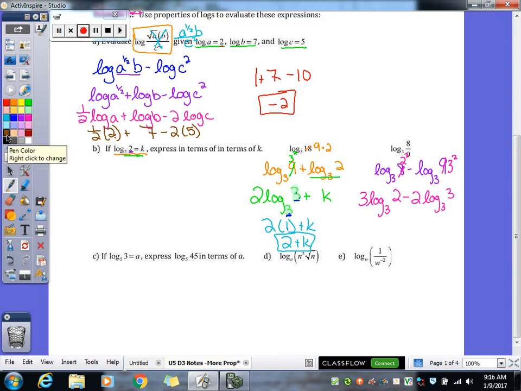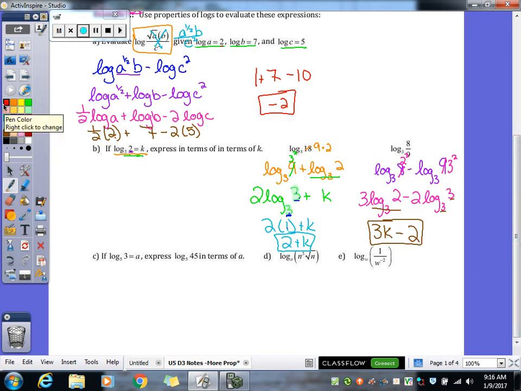So based on what they told us, log base 3 of 2 is a k, so this turns into 3k. That 3 stays out in front still. Minus, and again, these two numbers are the same, so that turns into a 1, so 2 times 1 gives us a 2. So that's just 3k minus 2.